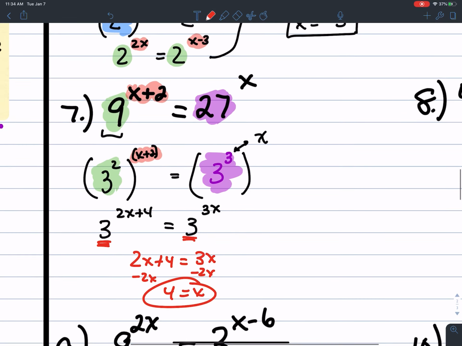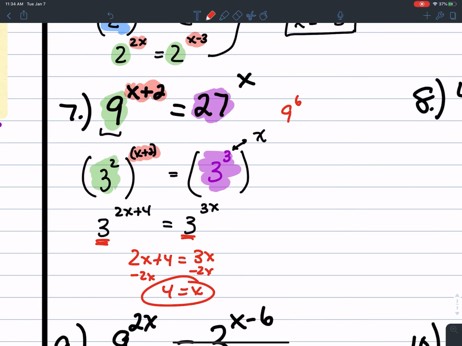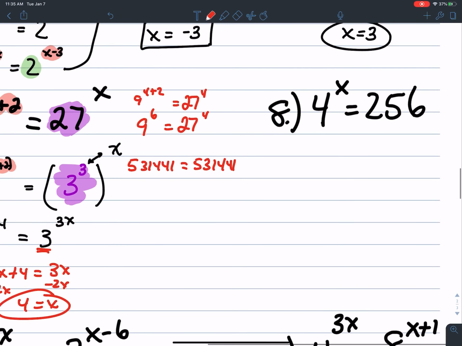And just as a quick check, we're saying is 9 to the 6th power, 4 plus 2, the same thing as 27 to the 4th. Here it would be okay to go onto your calculator and just type in 9 to the 6th power, which is a pretty big number, and then type in 27 to the 4th power, and we realize that those are the same. So we can always check our work. Moving on to number 8.